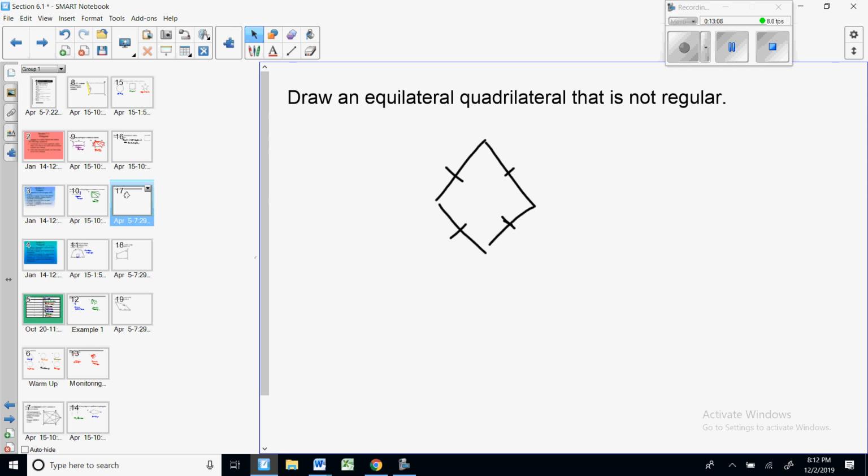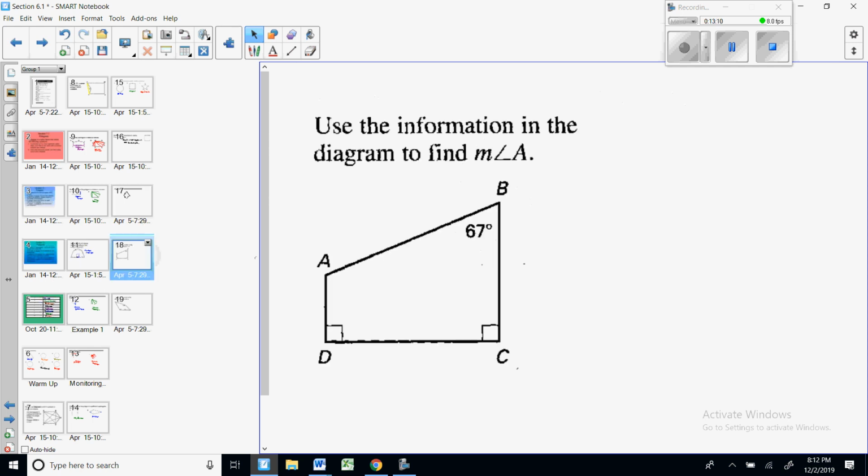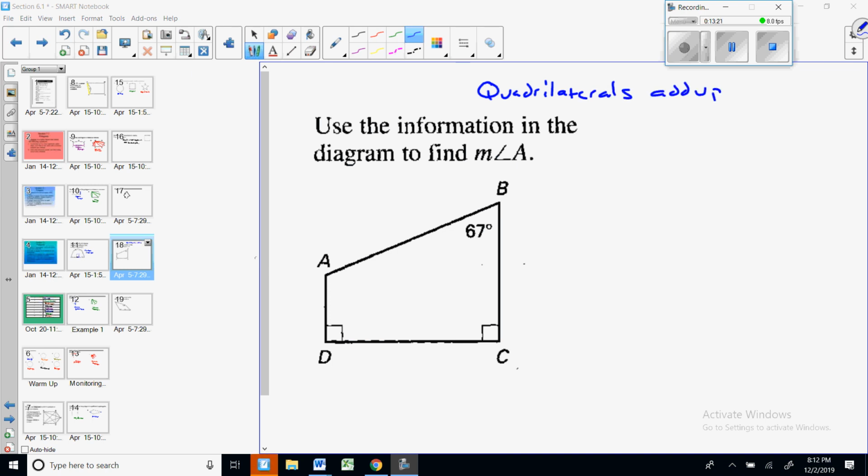And our last two slides are going to deal with the quadrilateral angle sum theorem. Quadrilaterals always add up to 360. Our quadrilaterals add up to 360 on the interior angles if it's convex.